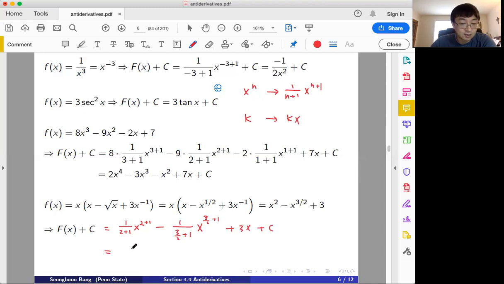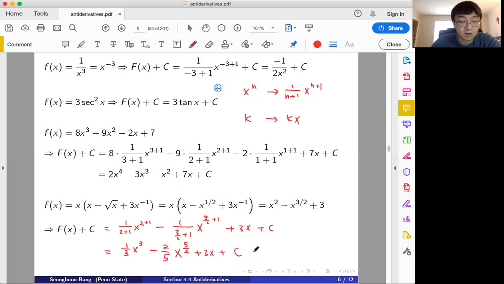Next, simplify: 1/3 x cubed, so minus 1 over 3 over 2 plus 1. So 3 over 2 plus 1 is 5 over 2. We have to flip: 2 over 5, x to the 5 over 2 plus 3x plus c.